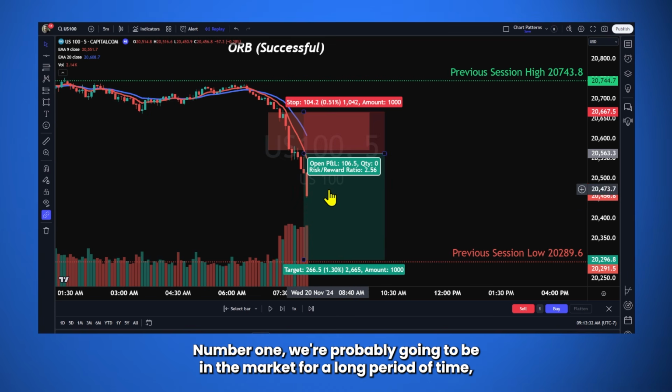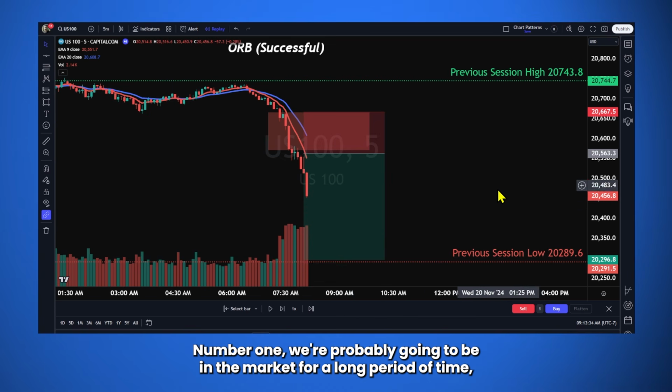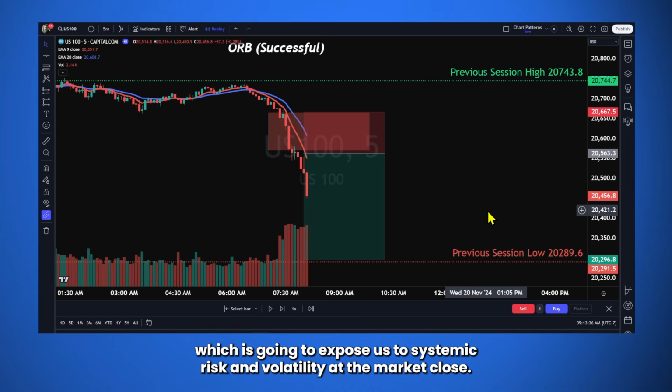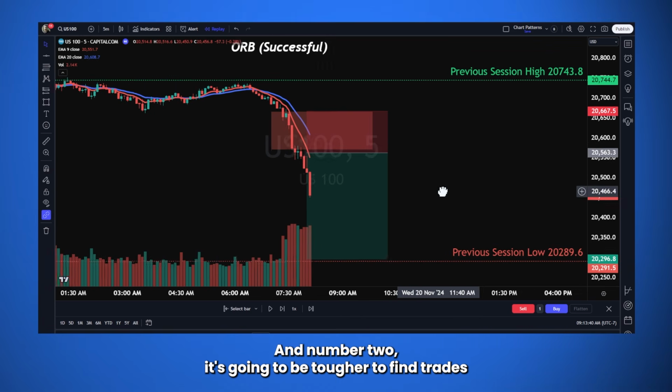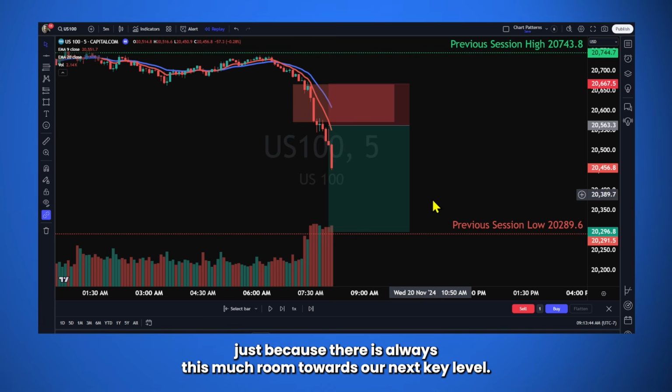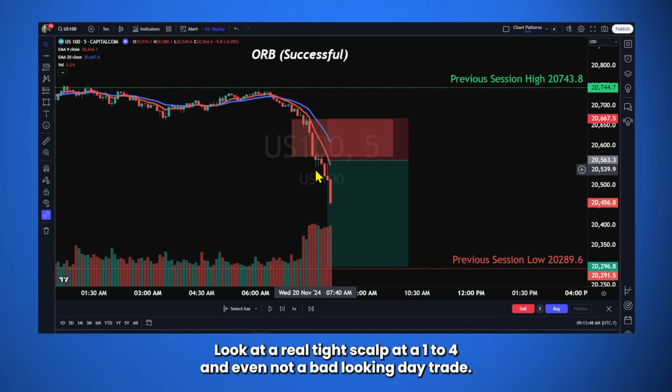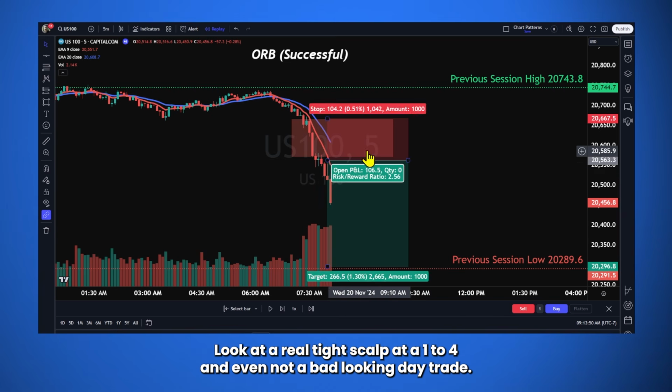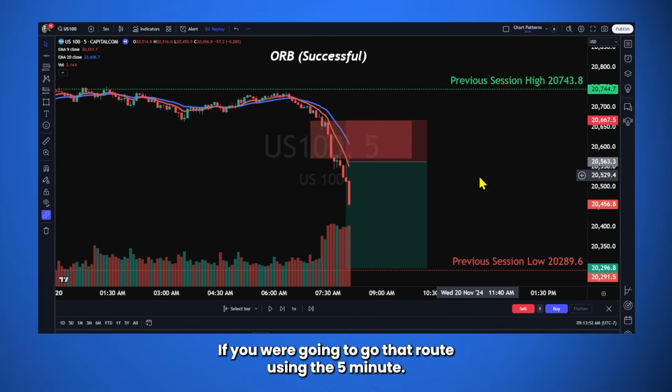Number one, we're probably going to be in the market for a long period of time, which is going to expose us to systemic risk and volatility at the market close. And number two, it's going to be tougher to find trades just because there isn't always this much room towards our next key level. So pretty darn good look at a real tight scalp at a 1 to 4, and even not a bad looking day trade if you were going to go that route using the 5-minute, but that's a good look at a successful ORB trade.